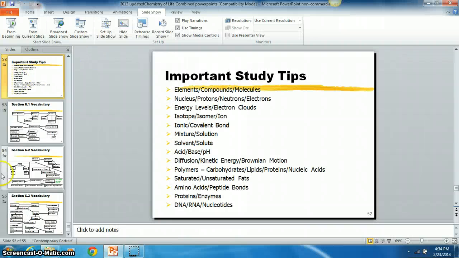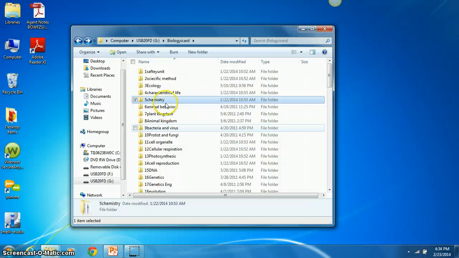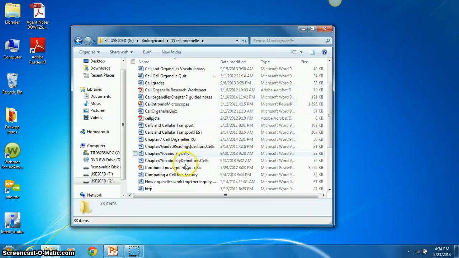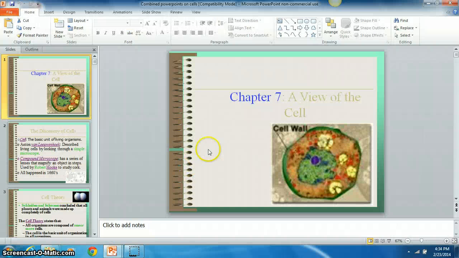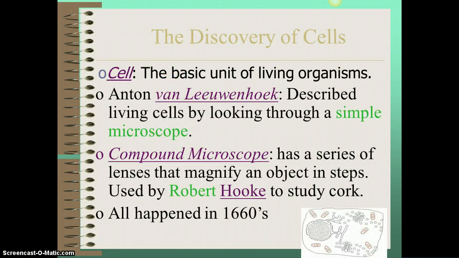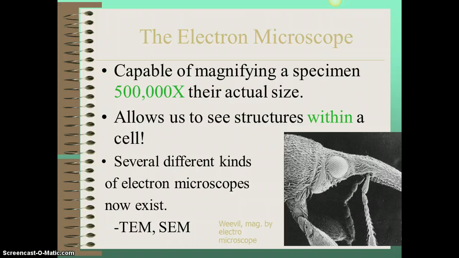Alright, so that gets us through enzymes and molecules. So now let's look at our organelles. And we'll do a quick review of our organelles. So I'll start with the cell theory first, and all cells are composed of one or more cells. They're very organized, and all cells come from pre-existing cells.